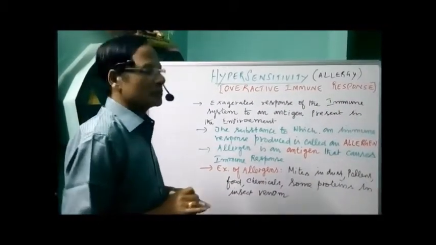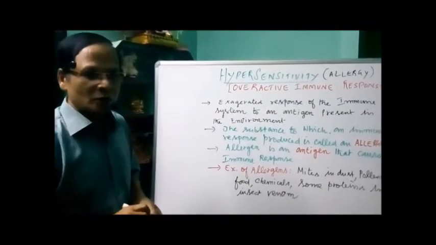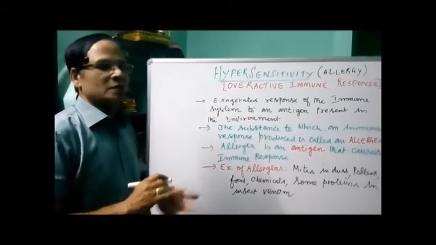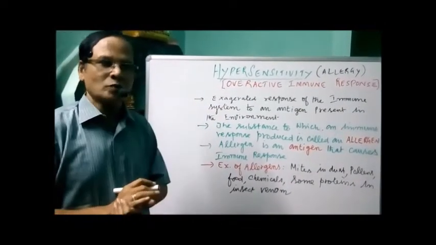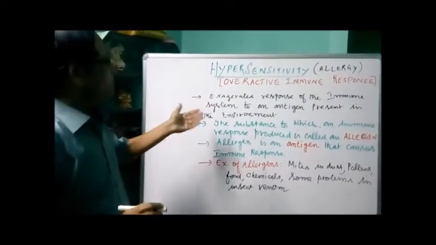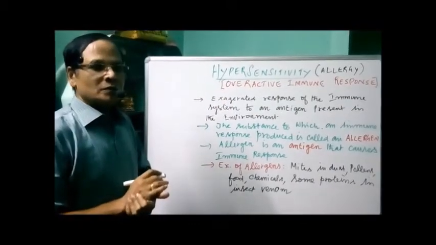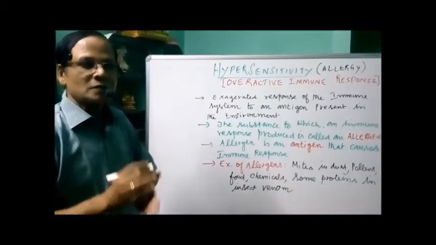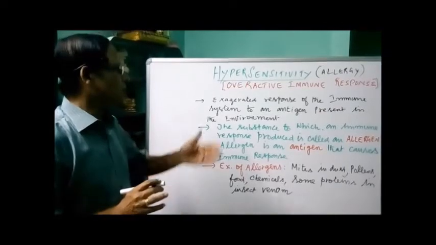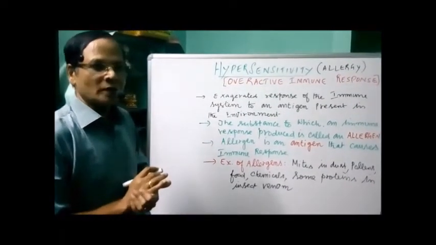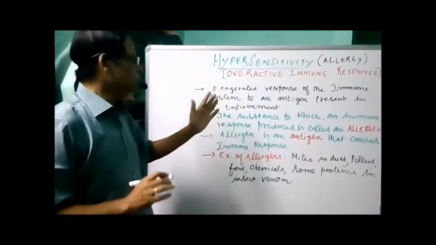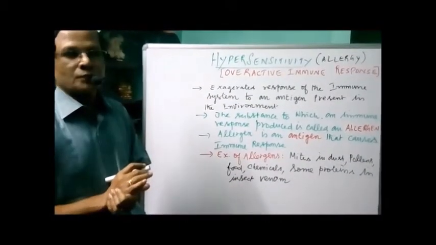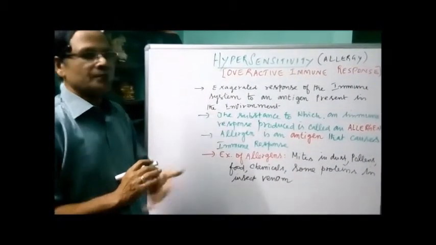Allergy is another name for that. It's derived from the word allo, which means altered, and erg, referring to the reaction, as given in the book. So it is called allergy. Any substance that causes allergy is called an allergen. The substance to which an immune response is produced is called an allergen.